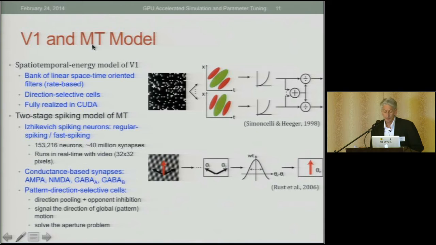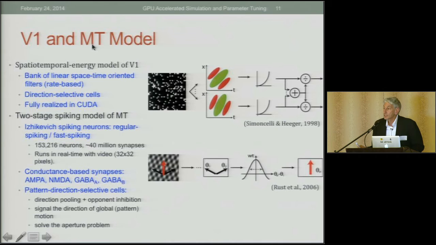They had a rate model at MT, but we wanted to use the speed up and the neuromorphic compatibility of spiking neurons. So we made a 2-stage model of MT with Izhikevich spiking neurons. This model is larger than that now, but the published model had over 150,000 neurons and 40 million synapses. It was running in real time, responding to video frames in real time, at a 32 by 32 frame size. We can do better than that now, but that's a story for later maybe.